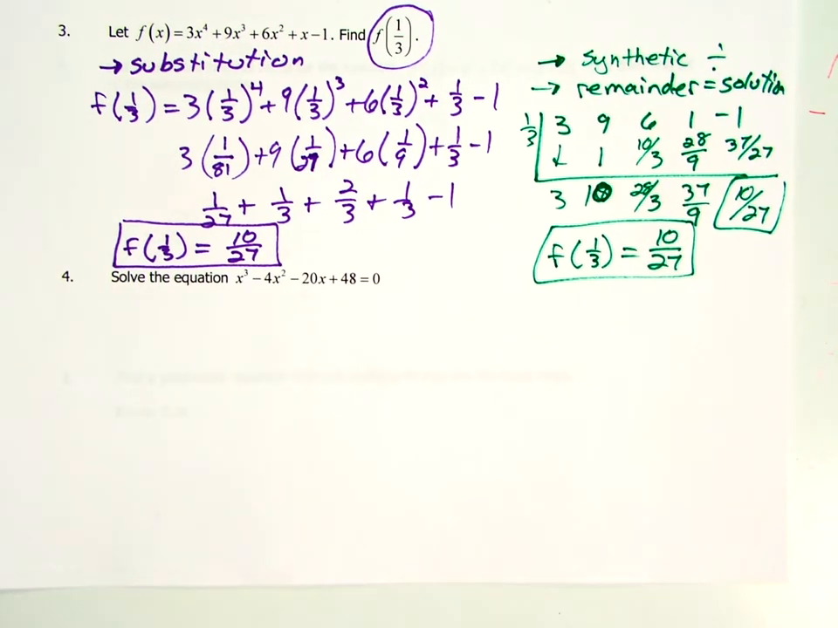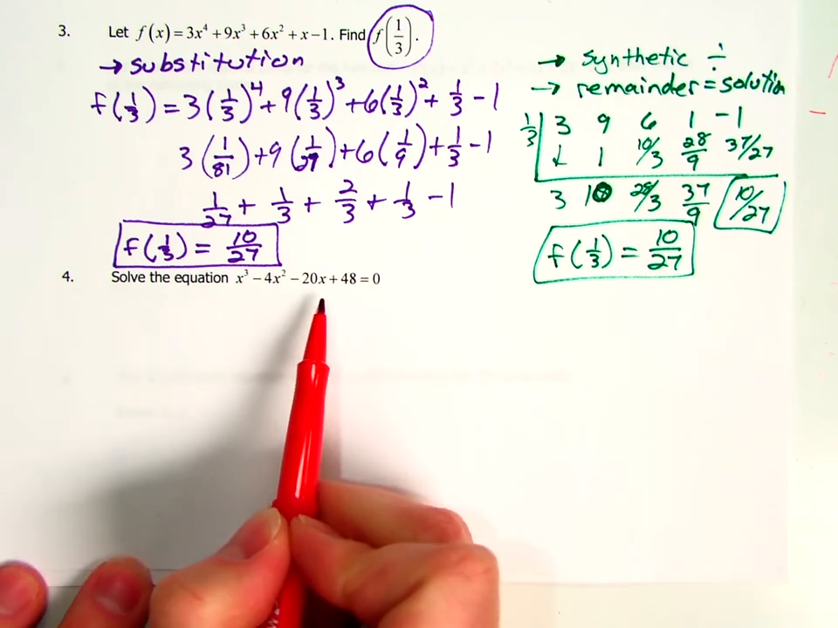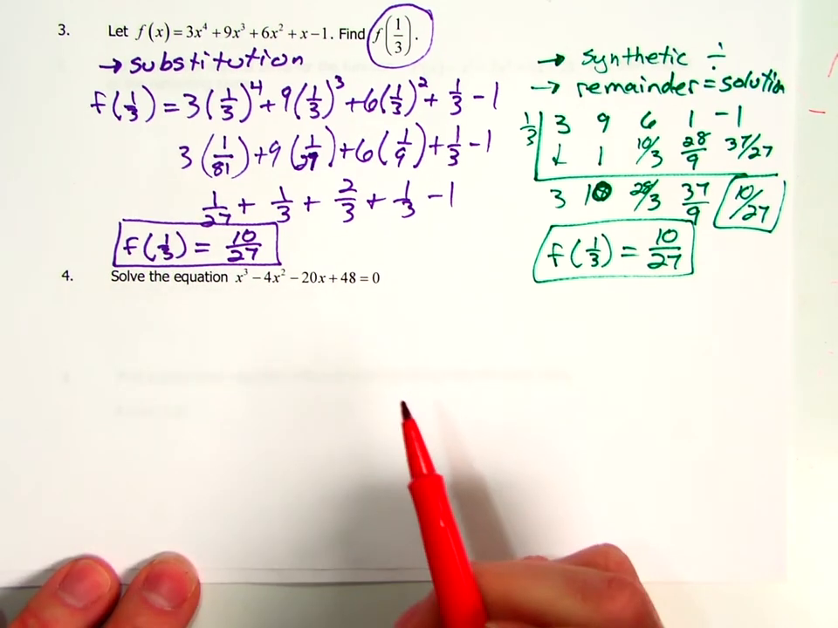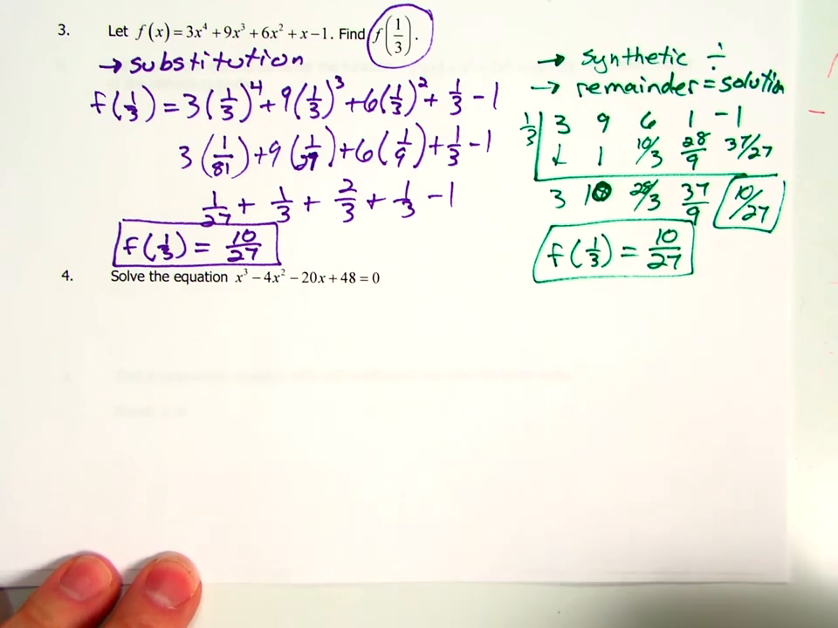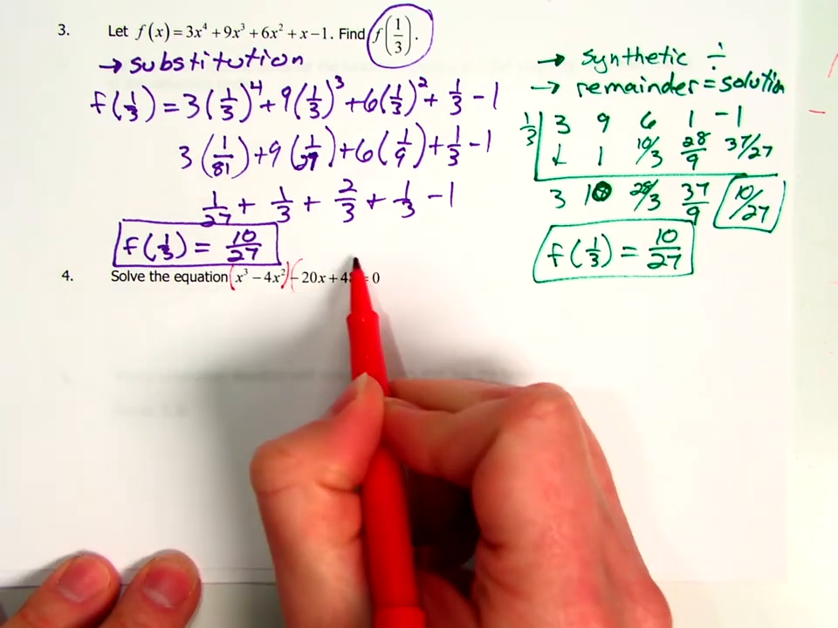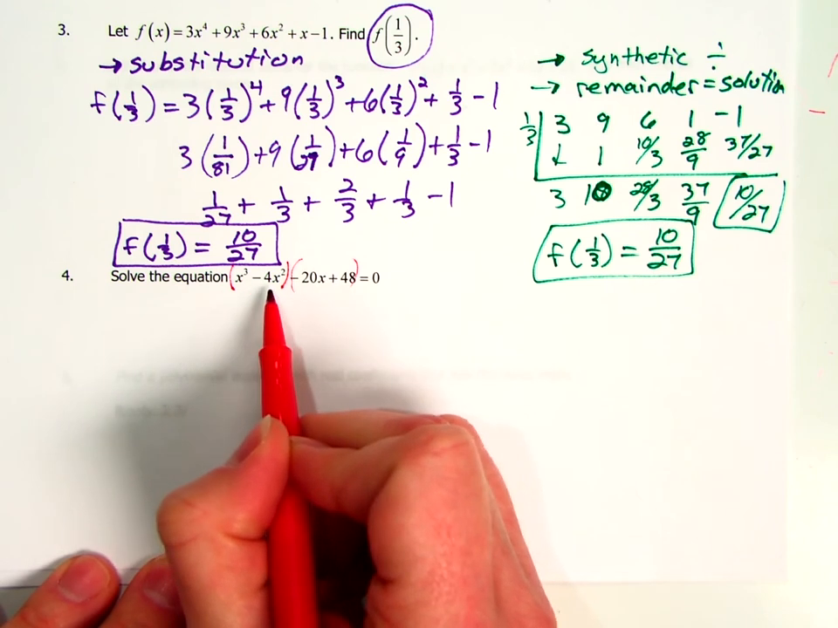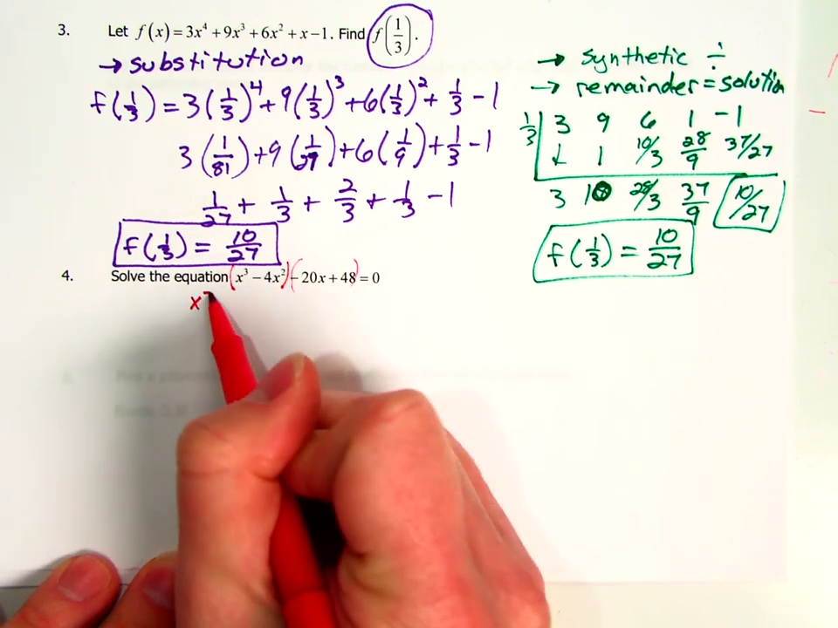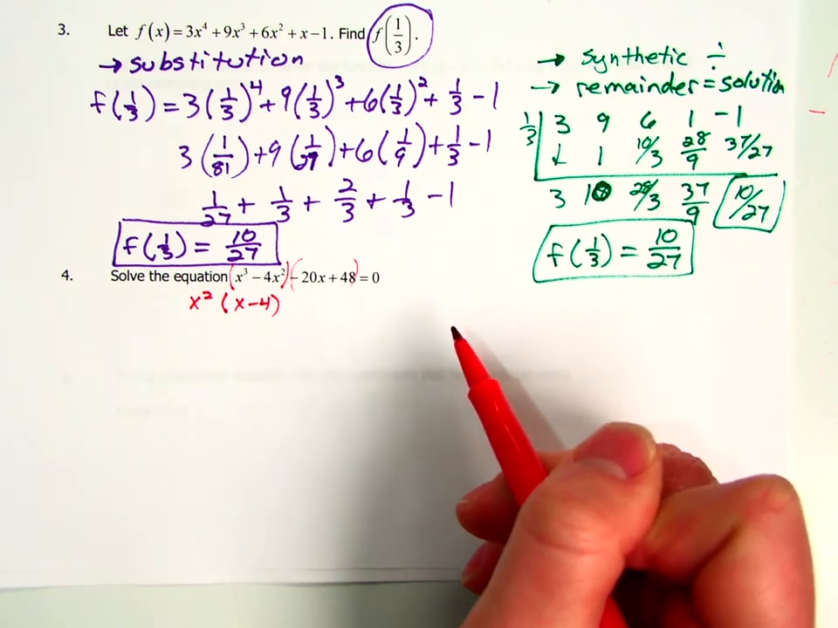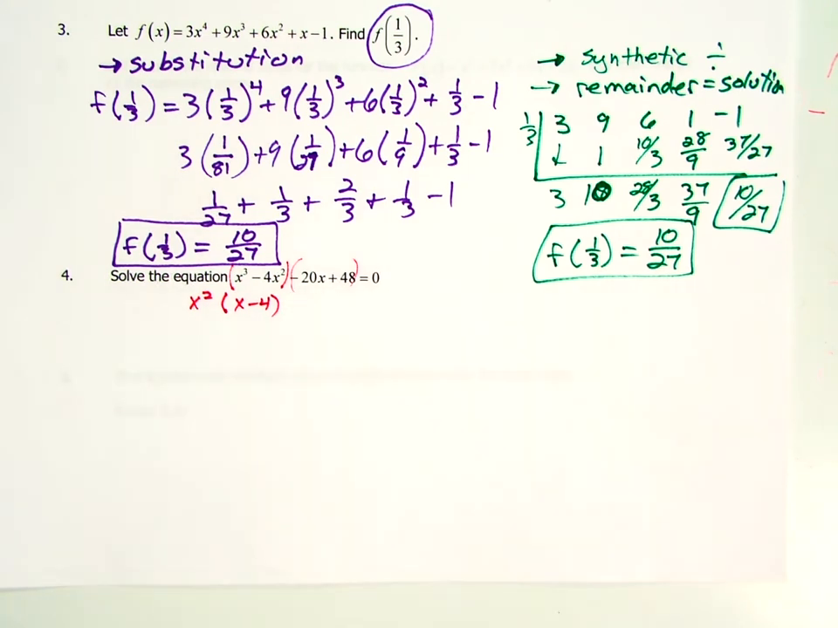All right, number 4, solve this equation. So in this case, because there are 4 terms, I would probably try to do grouping first, because if I tried to do grouping and it worked, that would make my life easier. So when I look at this, I see that I can pull out an x squared, and then I'd get x minus 4. When I look at this one, I'm thinking 4 would be the largest one that I can pull out.